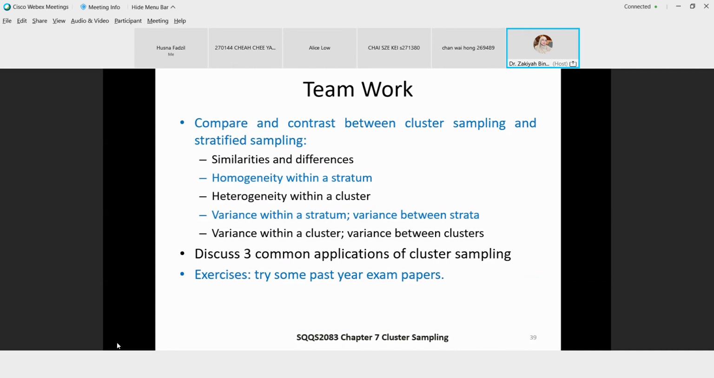All right, guys. Now discuss also 3 common applications of cluster sampling. I've given a few, like the schools examples, and also an example from the textbook, but try to come up with your own examples, or at least create the scenarios by yourself. For exercises, the textbook coverage is actually slightly more than what we're covering here in the syllabus. So probably you want to try past exam papers instead.